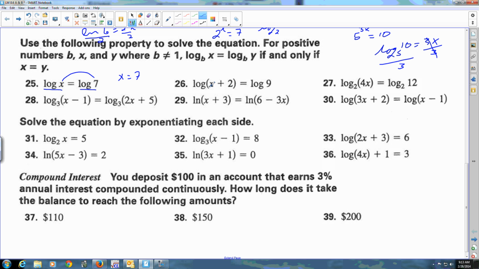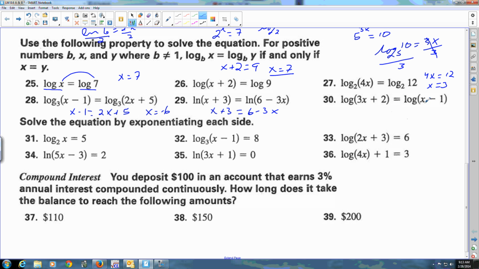The only way these are going to be equal is if x plus 2 equals 9, so x is equal to 7. The only way these are going to be equal is if 4x is equal to 12, so x is equal to 3. It looks a little more complicated, but it's the same deal. The only way they're equal is if what's inside them is equal. Subtract the x, subtract the 5, x is equal to negative 6. The only way these are equal is if what's inside them is equal. Solve that, and you got it.